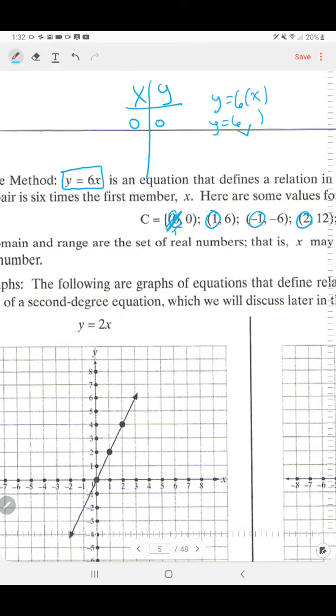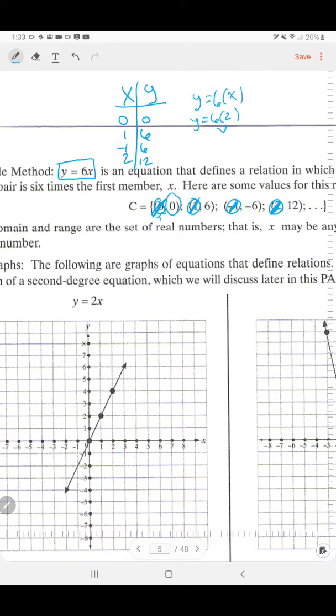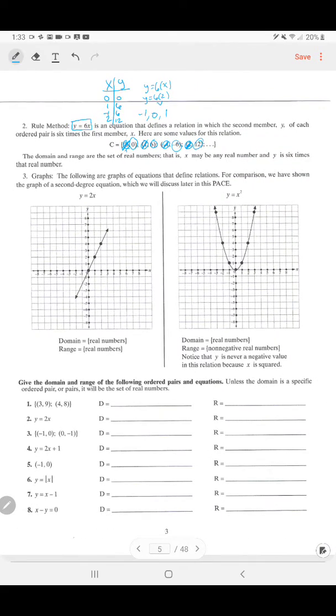And then next you're going to plug in 1. 6 times 1 is 6. And then next, -1. 6 times -1 is -6. And then they did 2. So if you plug in 2, 6 times 2 is 12. That's how they got 0, 6, -6, and 12. Okay, and then remember, you're always going to use -1, 0, and 1. So when it's your turn to do them down here, those are going to be the coordinates that you use.